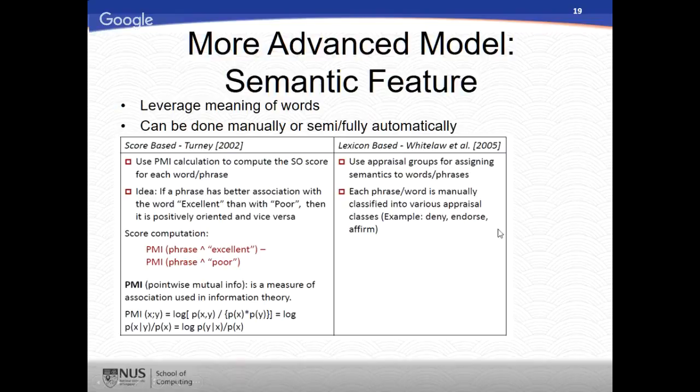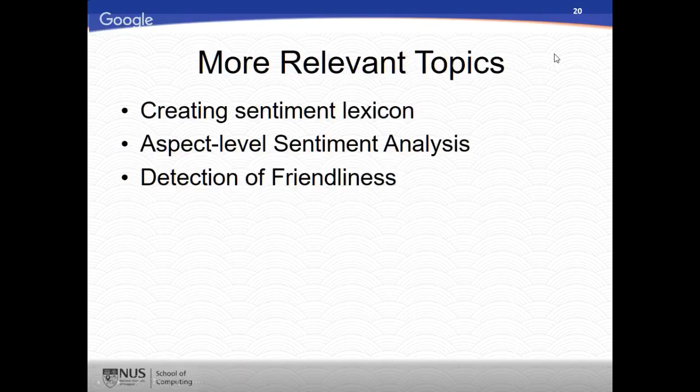So this is a general overview of sentiment analysis. Since this is an introduction tutorial, I will also introduce some relevant topics to conclude my part. There are three most frequent relevant topics. First is creating sentiment lexicon.